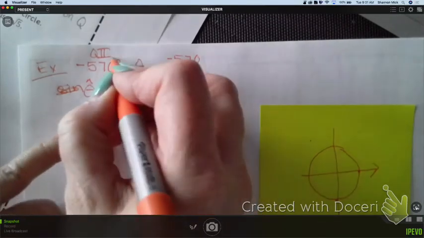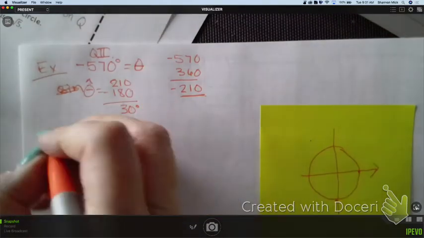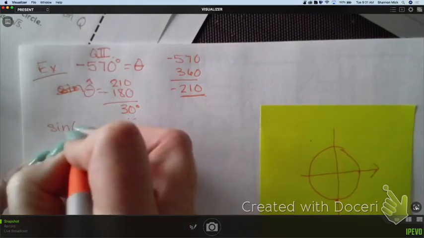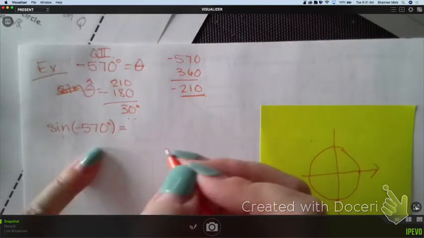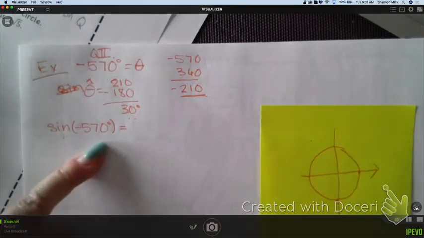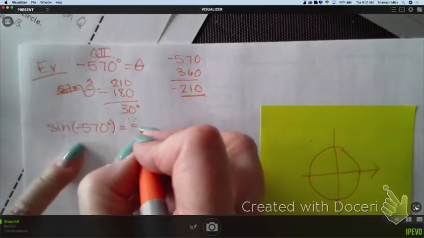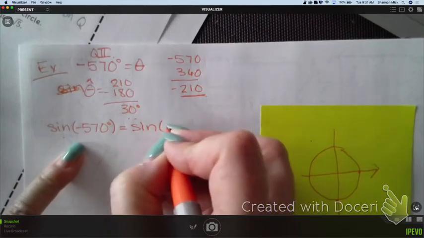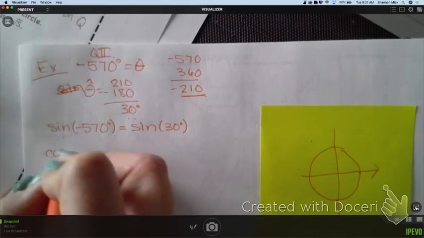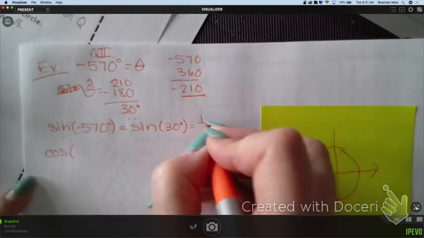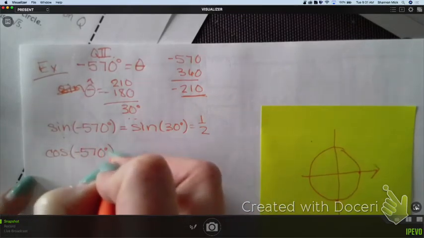I know I'm in quadrant 2, so do I have enough to find the sine, the cosine, and the tangent now? Okay, so the sine of negative 570 is equal to, positive or negative? We're in Q2, so positive, the sine of the reference angle, which is 30. Sine of 30, which you should all know is what? 1 over 2. Dang, almost got it. Okay, the cosine.